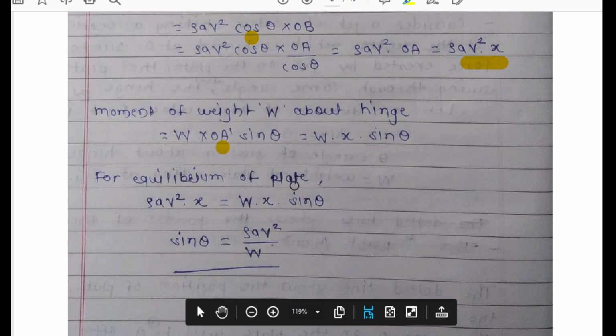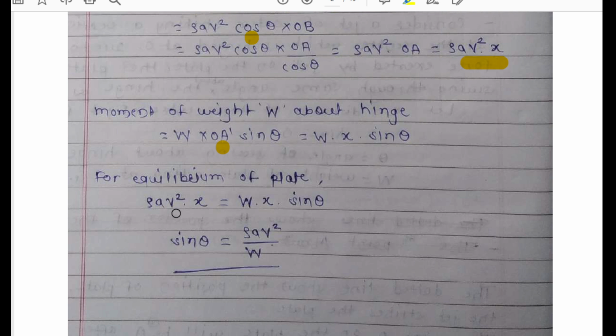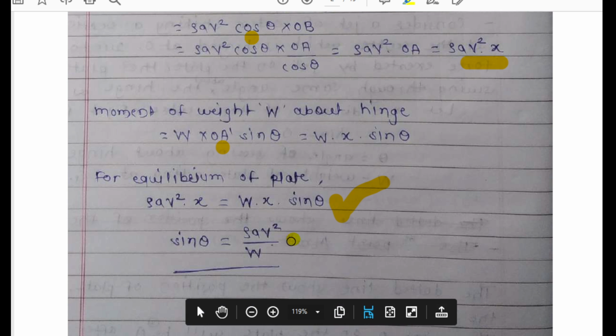For the equilibrium, both the moments should be equated. So rho a v square x must be equal to wx sine of theta. From this whole equation we can get the value of the angle of swing of the hinged plate.